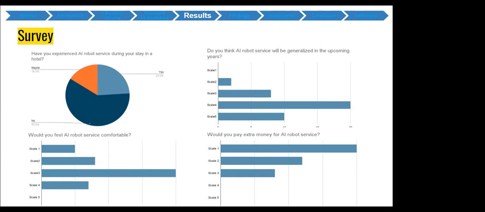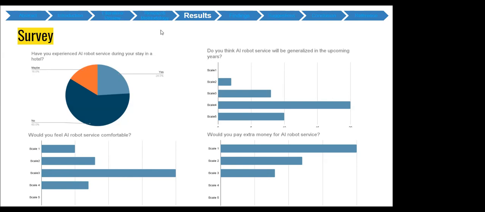And would you feel AI robot service is comfortable? Most people said maybe, but the other people said no or probably yes. It was interesting to see that none of the respondents said yes, very much. So we could understand that people do not really feel comfortable about using AI robot service. And would you pay extra money for AI robot service?